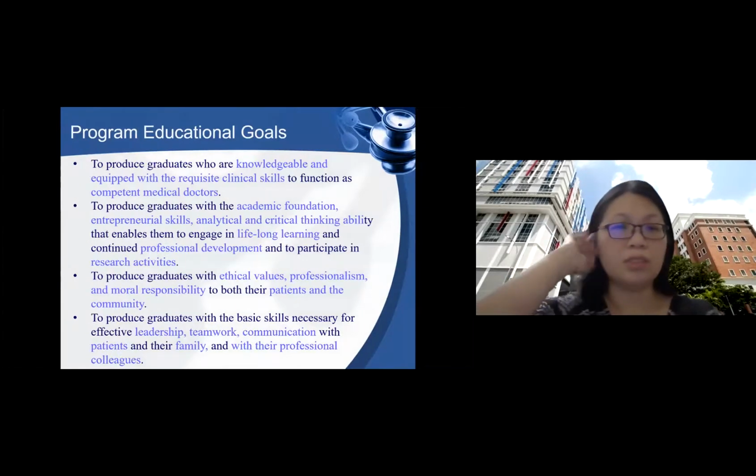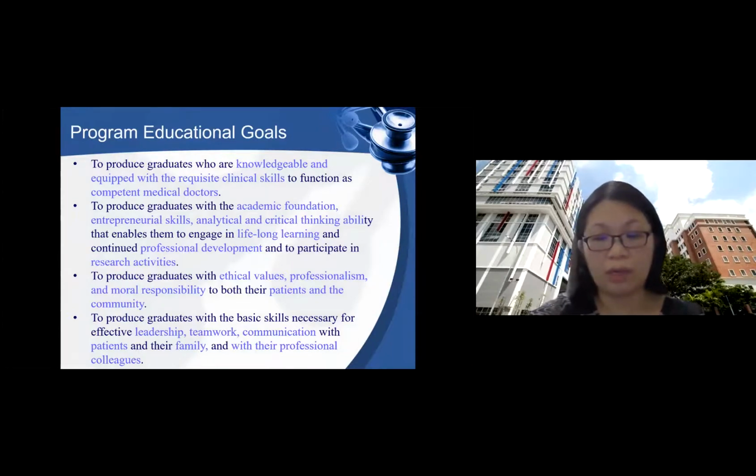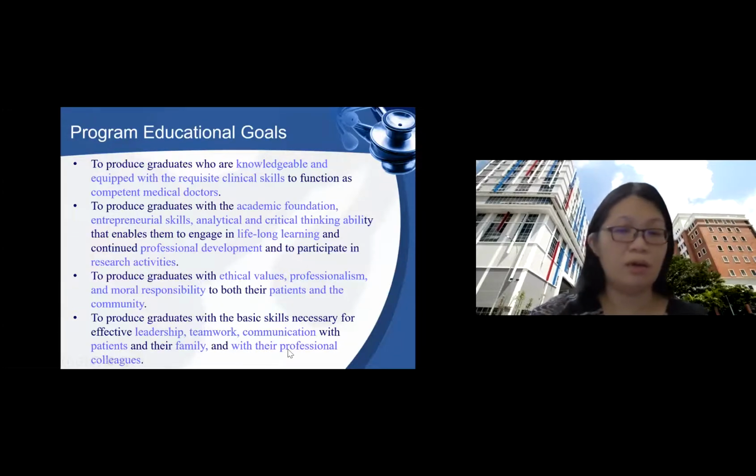Okay, so this is the program educational outcome of our MBBS program. The aim is to produce knowledgeable and clinical skill competent medical doctors, and at the same time the students should have acquired the entrepreneurship skill, analytical and critical thinking abilities, lifelong learning, professional research activities, and also ethical value, professionalism, and moral responsibility. The graduate should also acquire the skill of leadership, how to work as a team, how to communicate with the patient, family, and their colleagues.